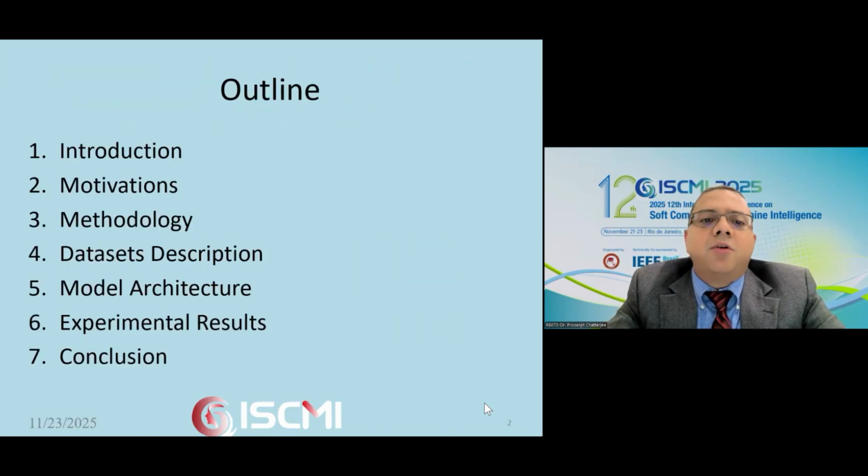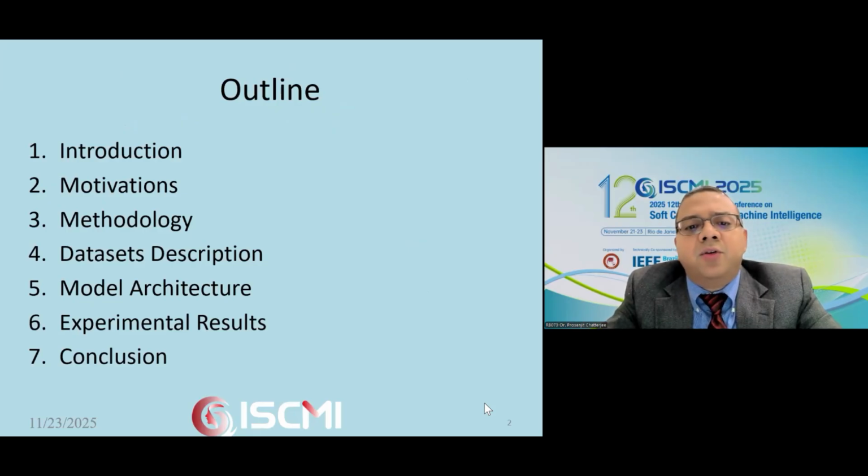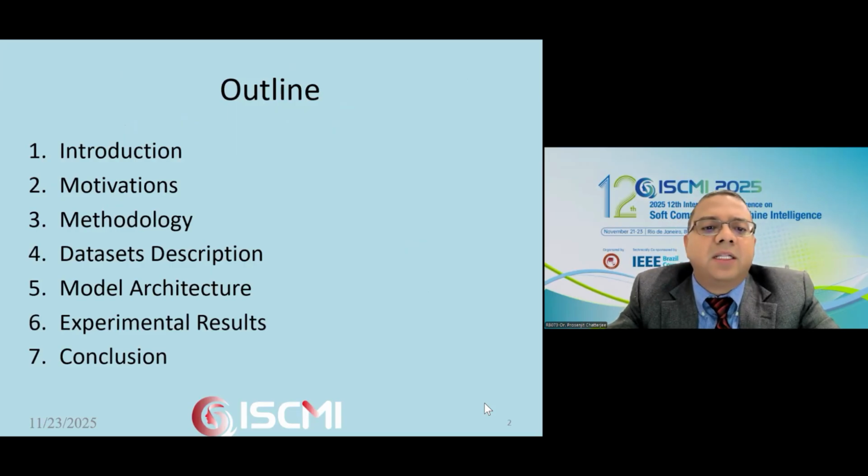The outline of the project is: we'll begin with the introduction and motivations, followed by the methodology, then discuss the datasets, descriptions, the model architecture and the experimental results, and finish with the conclusions and the plan for the future.